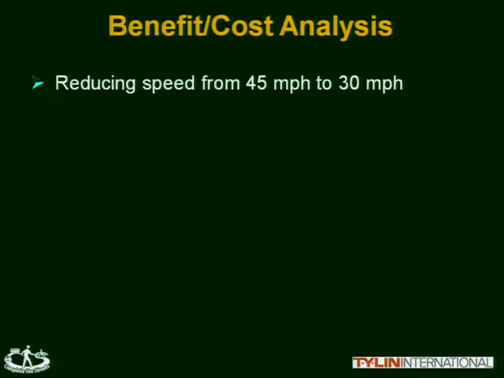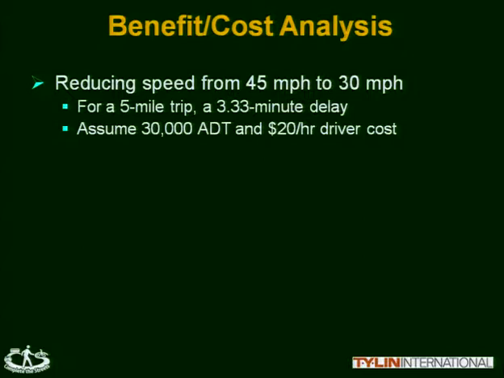But let's say, and I had this case in Michigan with Michigan DOT, where I have a roadway that's 5 miles long, going through Inkster and a bunch of communities outside Detroit. We wanted to slow the speed down from 45 miles an hour to 30. Well, you can't do that. If you go down to 30 miles an hour, on a 5 mile trip that's going to add 3 1/3 minutes of delay. And let's say we've got 30,000 ADT, and let's assume 20 bucks an hour for driver costs. We are going to lose over $12 million a year.